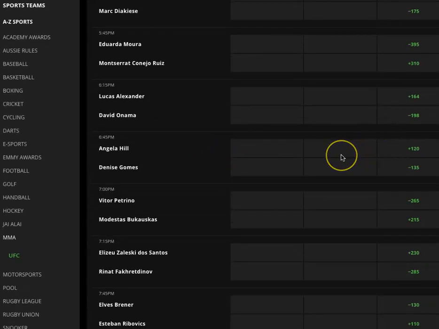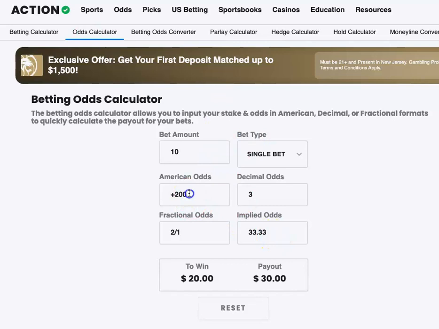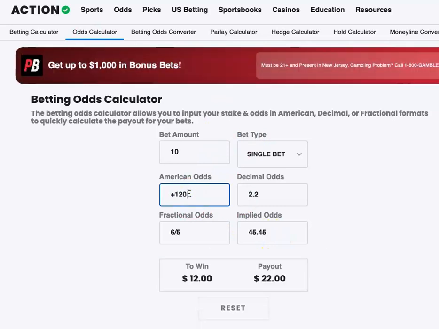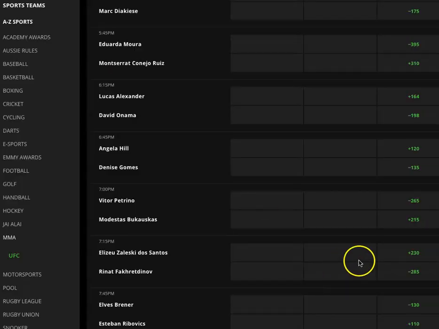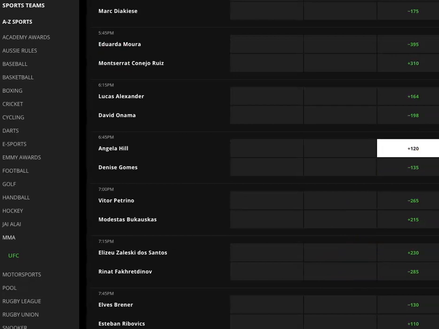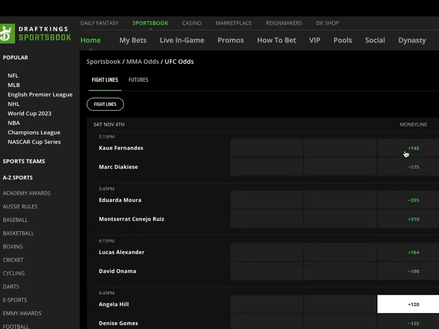Now, a perfect example. We see Angela Hill is plus 120 versus Denise Gomes at minus 135. Now, I know that Angela Hill, she's a pretty good veteran of the UFC, and Denise Gomes, she's still pretty young. So, wait a second, you're telling me there's plus 120 here. So, I'm going to go back to our betting calculator, and let's put in this line. So, a plus 120, you're saying that there's only a 45% chance that Angela Hill will win this fight. So, then that's where I would be like, you know what? We're going to click here on this line, and then we can go ahead and we'll get the opportunity to place a bet in our bet slip.